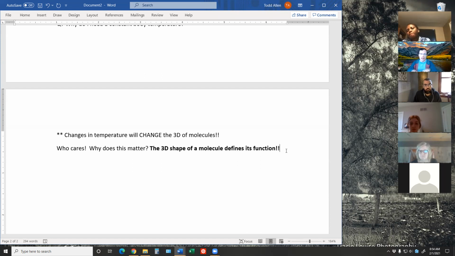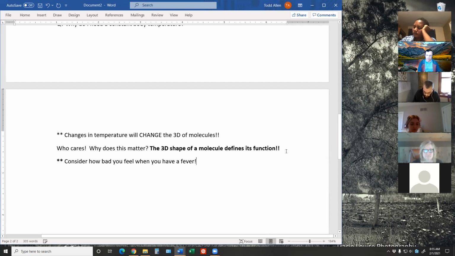Okay, so we want a consistent body temperature so that molecules maintain a consistent shape in order to do a consistent function. And if anything changes the temperature of the body, think about a fever, for example, then the shape of molecules will change and they will not work correctly anymore. Okay, so consider how bad you feel when you have a fever. Okay, consider that for a moment.